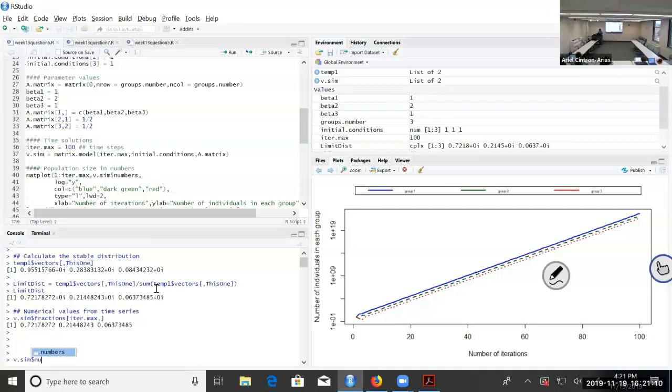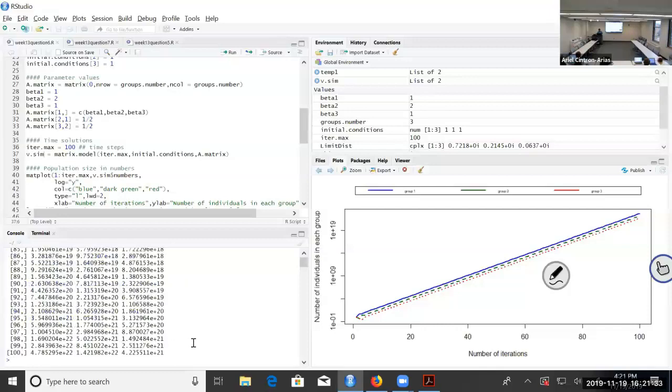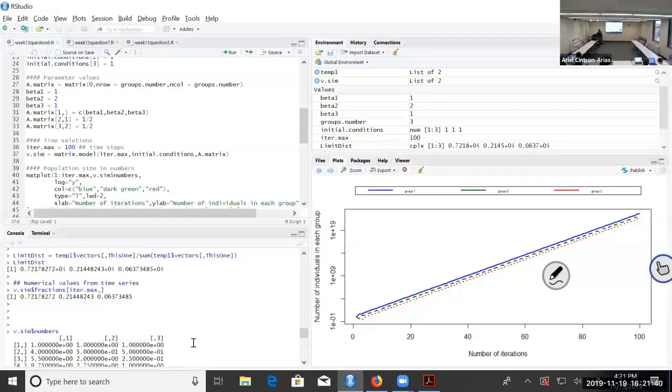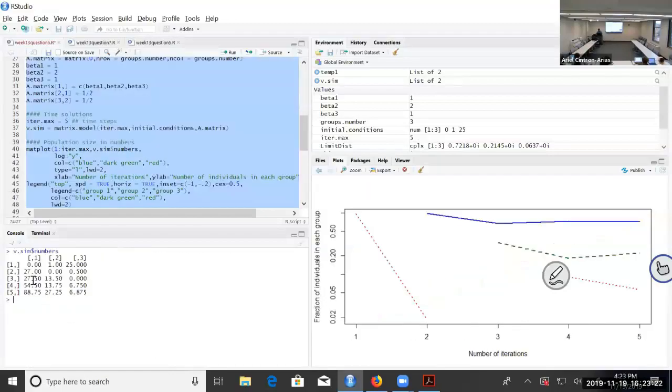So if we look at the numbers, what do you guys think this is going to be? A column, a matrix, a scalar? What's going to be this output? Matrix. It's a matrix, right? Should be a matrix. So when I hit enter here, there you go. How many columns? You have as many columns as the number of groups, okay?